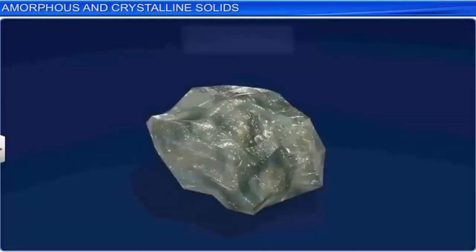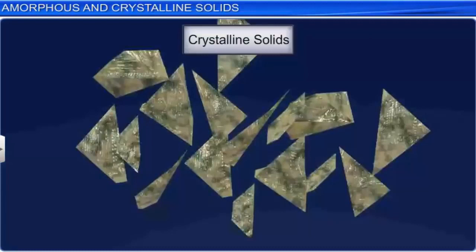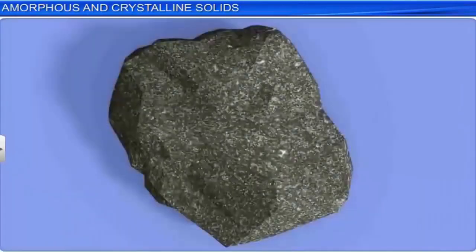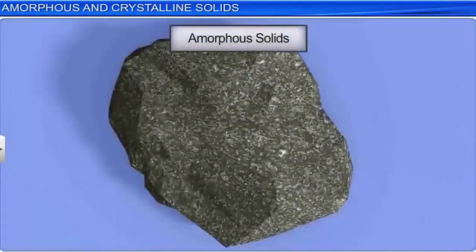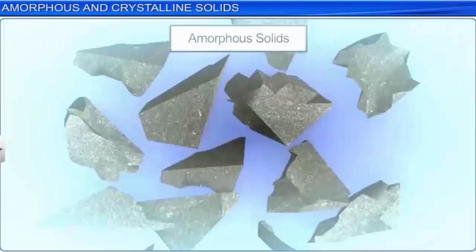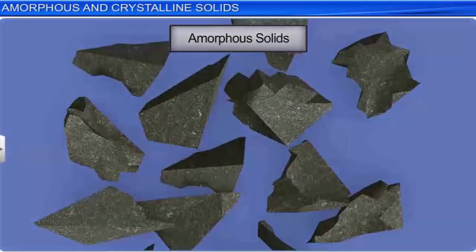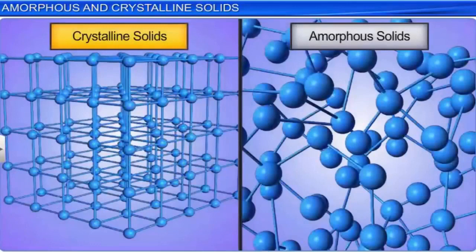If a crystalline solid is broken into pieces, the small constituents will have the same smooth and plane surfaces. Crystalline solids have definite heat of fusion values, while amorphous solids do not.